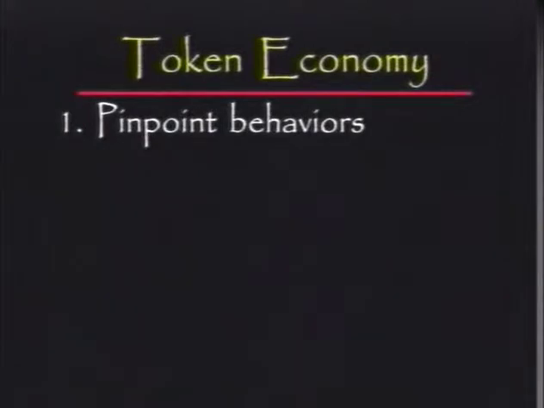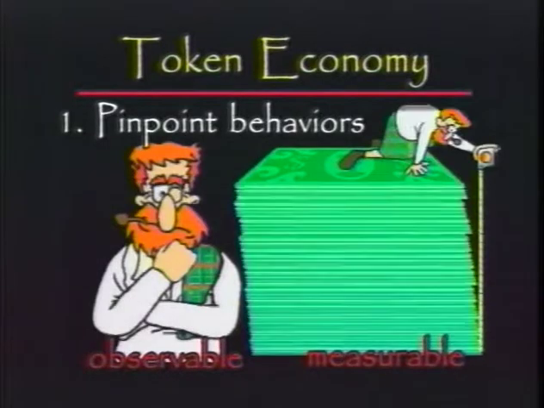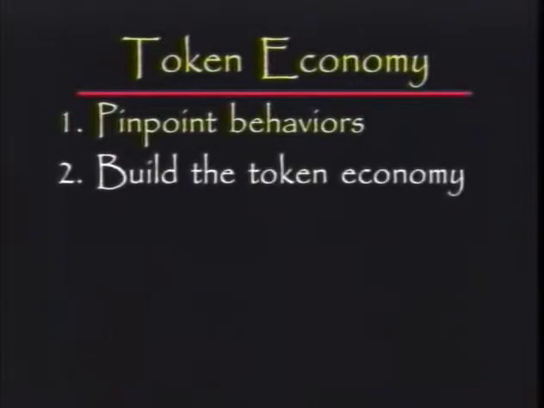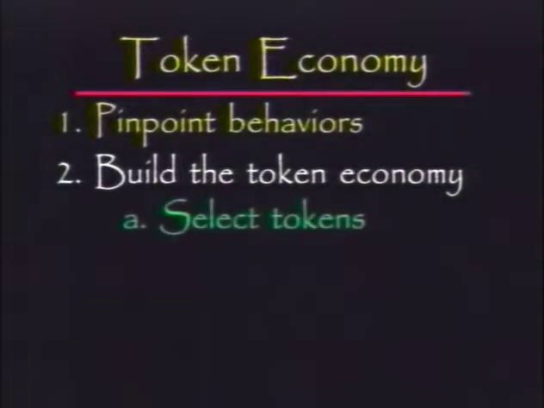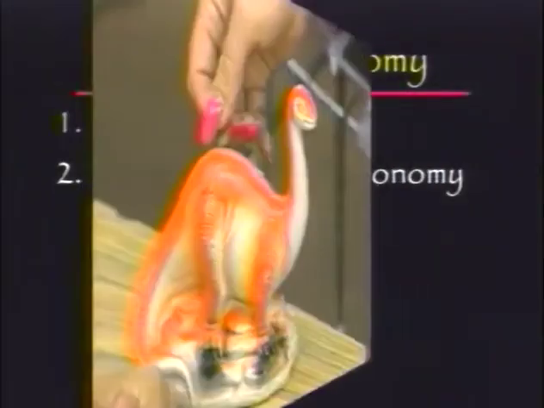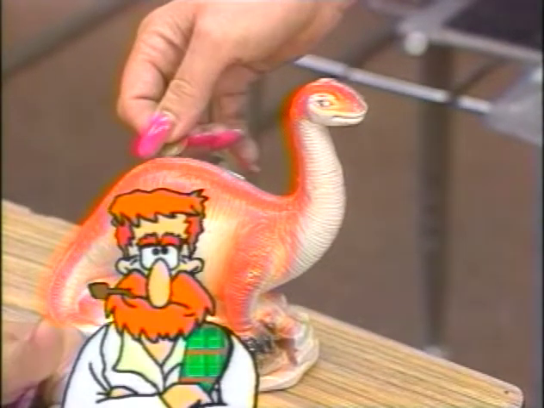Begin by pinpointing academic, social, or classroom behaviors you want to change. Make sure the behaviors are observable and measurable. Then organize and build your token economy around these target behaviors. Start by selecting what type of tokens you want to use. For instance, objects such as play money, beans or marbles in a jar, pennies. Pennies, you say? Yes, or plastic chips are all excellent devices.